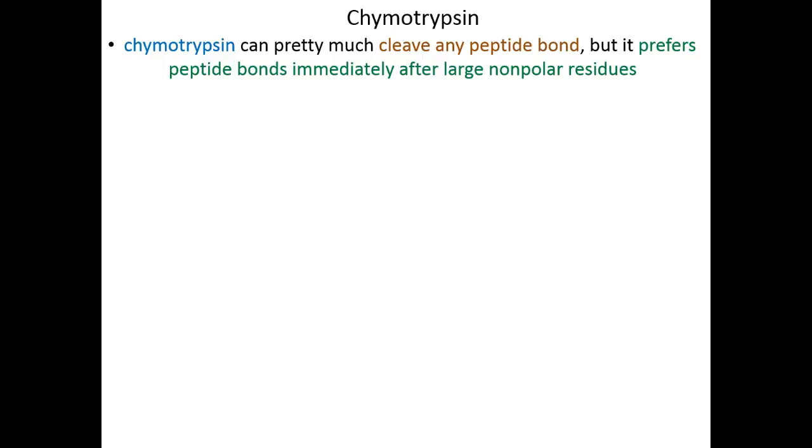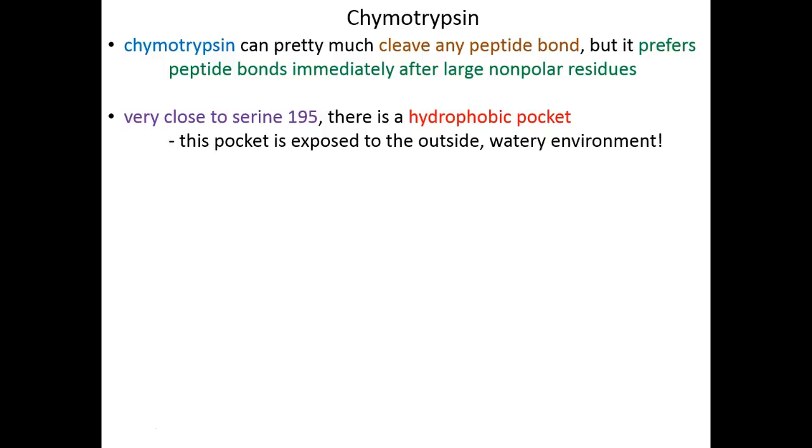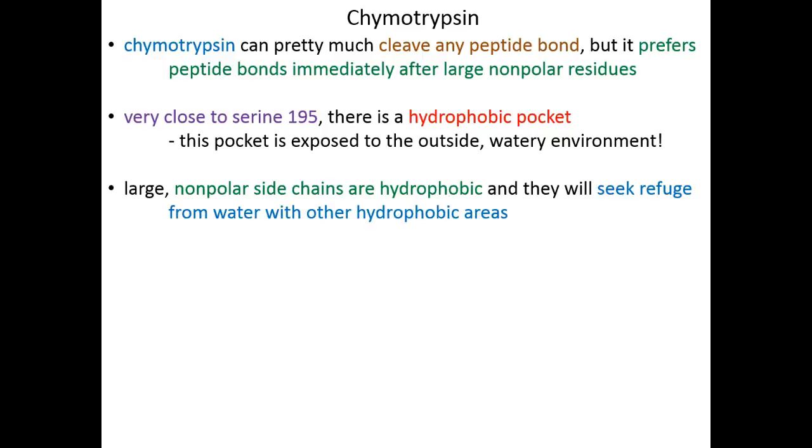So chymotrypsin as an enzyme can pretty much cleave any peptide bond, but it prefers peptide bonds that lie immediately after large nonpolar amino acid side chains. And so therefore, very close to serine 195 in the active site is what we refer to as a hydrophobic pocket. Essentially, there are hydrophobic side chains close to and exposed to the watery environment near serine 195. What happens is that these hydrophobic side chains in the active site are very unhappy. They're exposed to water and they hate that.